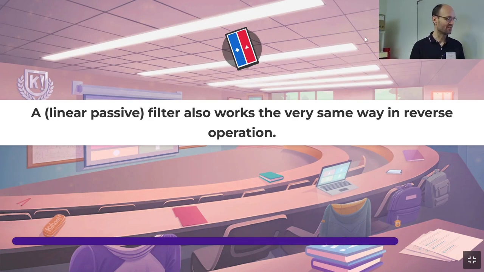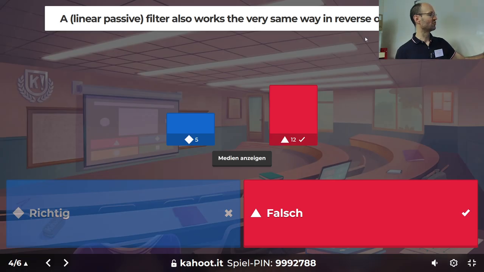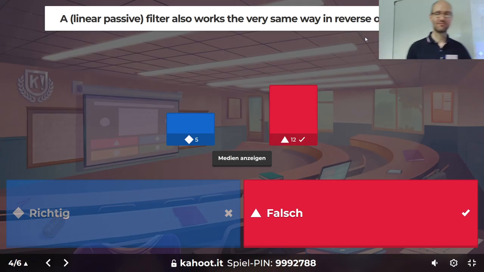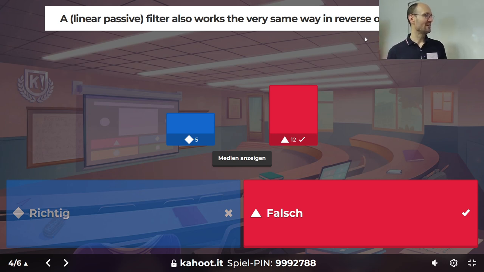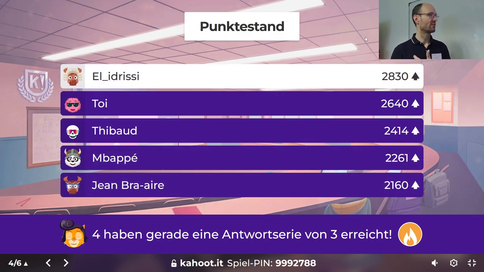It is a true or false question. The statement is, a linear passive filter also works the very same way in reverse operation. Is this right or is it wrong? So this means right, this means wrong. You can also practice some basic German here, and yeah, it's not true, it's false. If you reverse the order, you get something different.